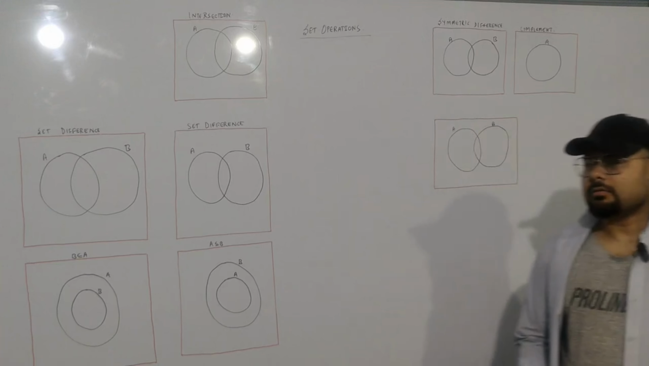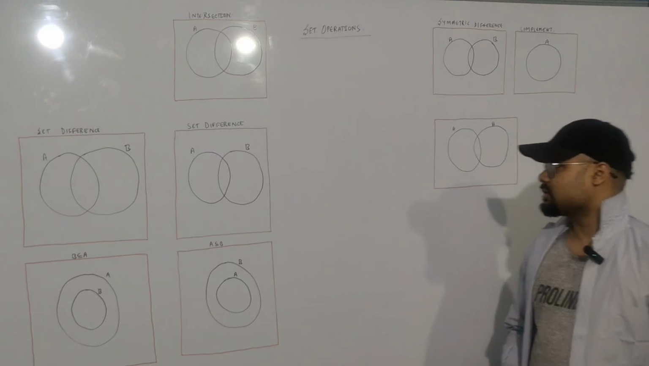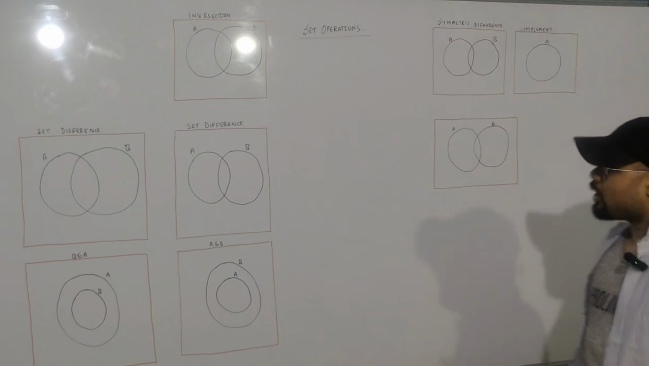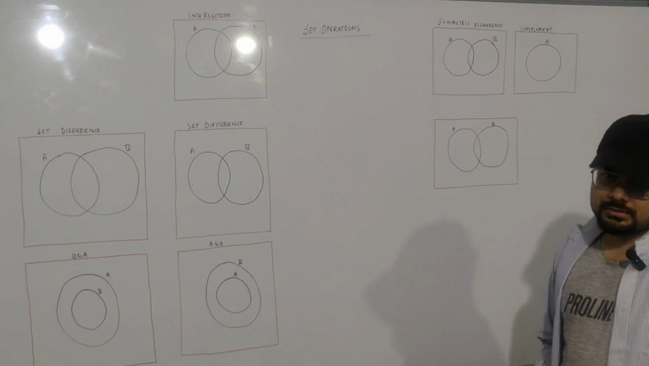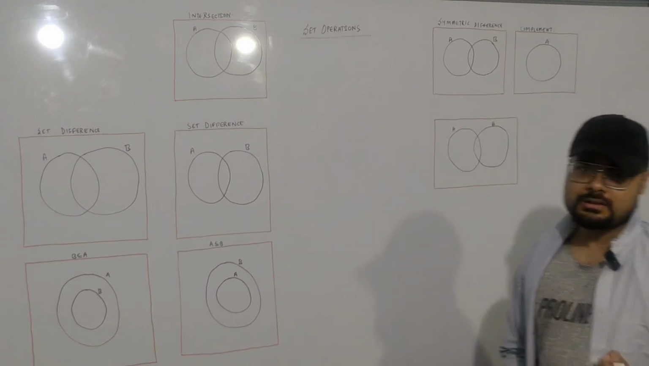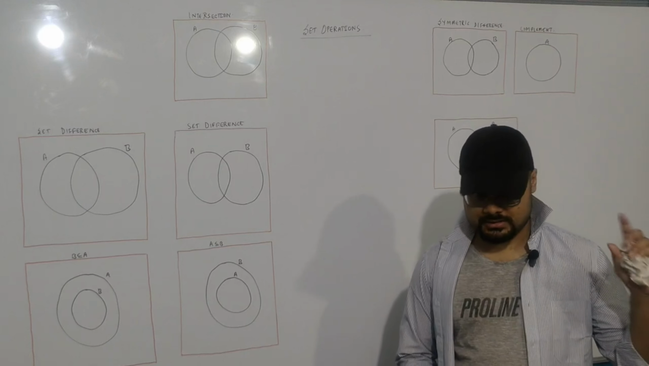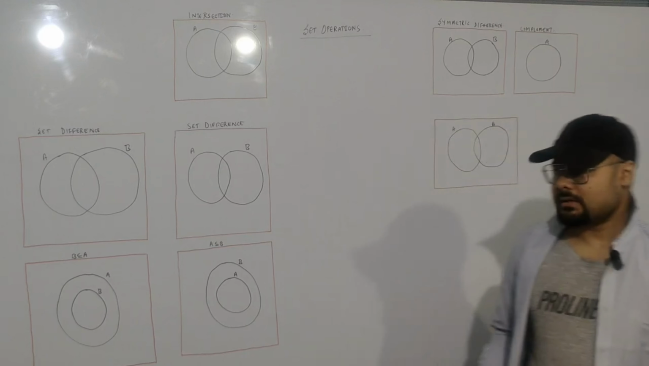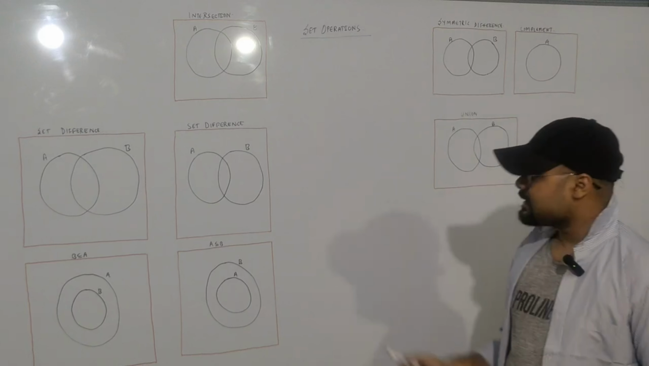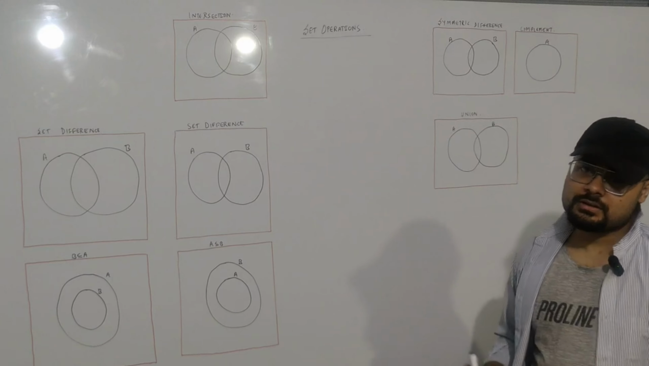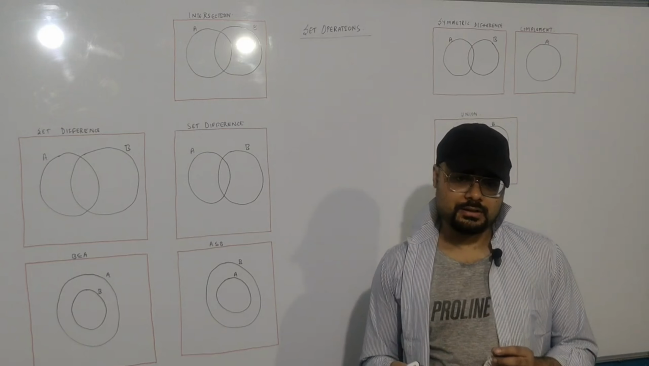Hi. Now we will look into different set operations like union, intersection, set difference, symmetric difference, and complement. Some of these operators are binary operators, except one, which is complement. Complement is a unary operator, meaning the operator that is going to be applied on a single set. But other operators like intersection, union, set difference or symmetric difference are binary because they are applied on two different sets.